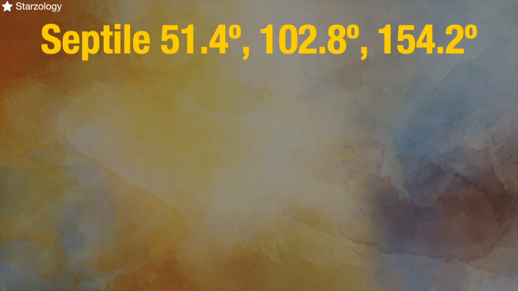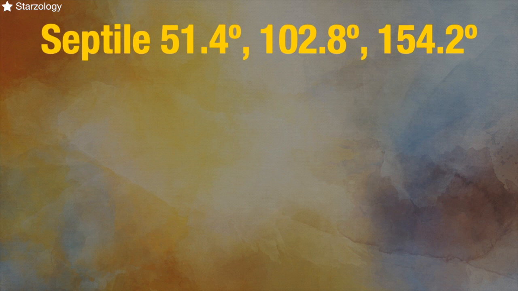Then we have the septile. This is your 7 pattern. So the septile is 51.4 degrees, the biseptile is 102.8 degrees, and the triseptile is 154.2 degrees. And we can see quite clearly that you're not going to be able to just eyeball and spot these aspects within a chart. And this also is one reason why they're not well used.